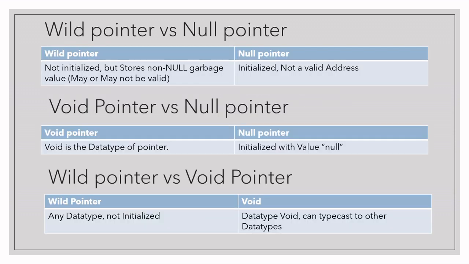It is better to know the difference between these three pointers. A wild pointer is a pointer which is not initialized but has a non-garbage value stored in it, but a null pointer is initialized with an invalid address. When it comes to void pointer versus null pointer, void is a data type of the pointer, but a null pointer is initialized with null. When it comes to wild pointer versus void pointer, any data type pointer can be a wild pointer, but it is not initialized. Whereas a void pointer is a data type of the pointer, but it can be typecast to any other data types.